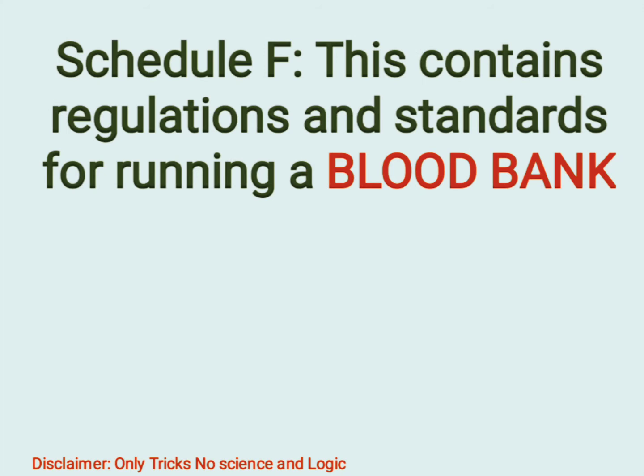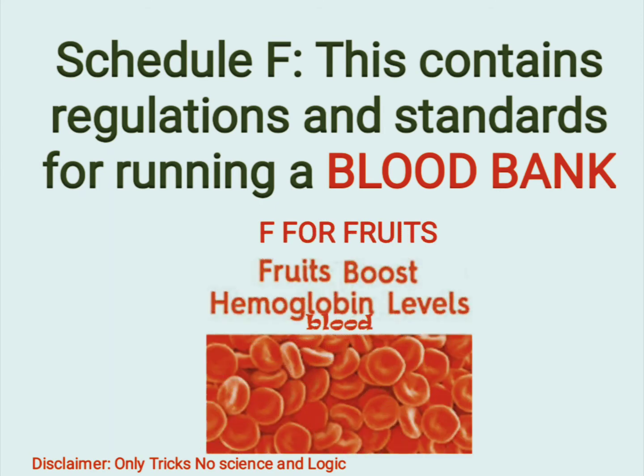Schedule F contains regulations and standards for running a blood bank. To remember this, F for fruits. Fruits boost hemoglobin level. So Schedule F contains the regulations and standards for running a blood bank. F for fruits, fruits boost hemoglobin level. So it's easy to remember.